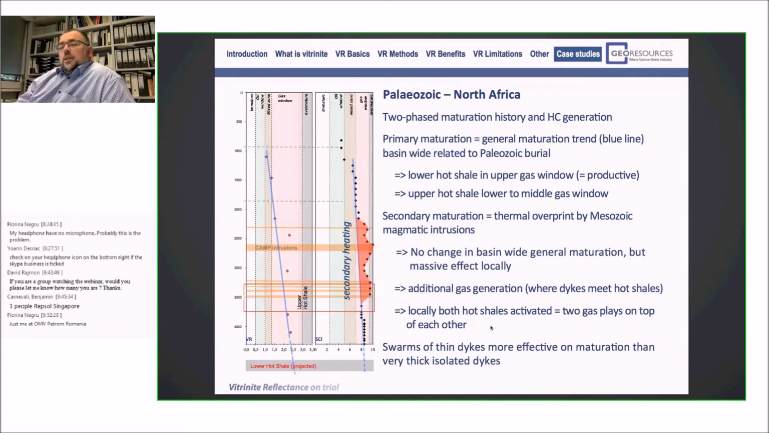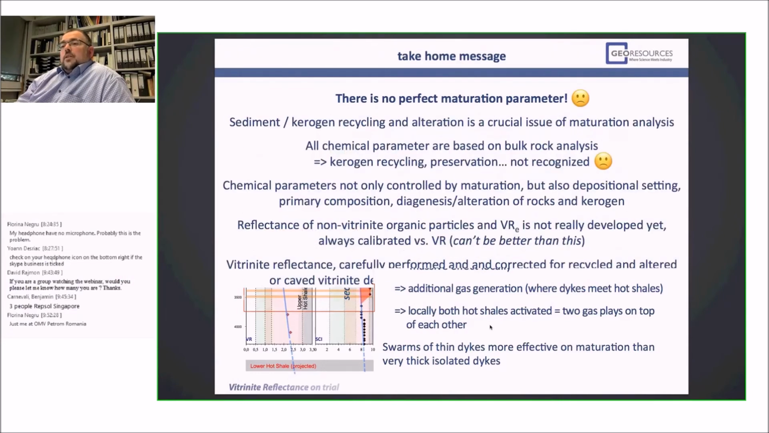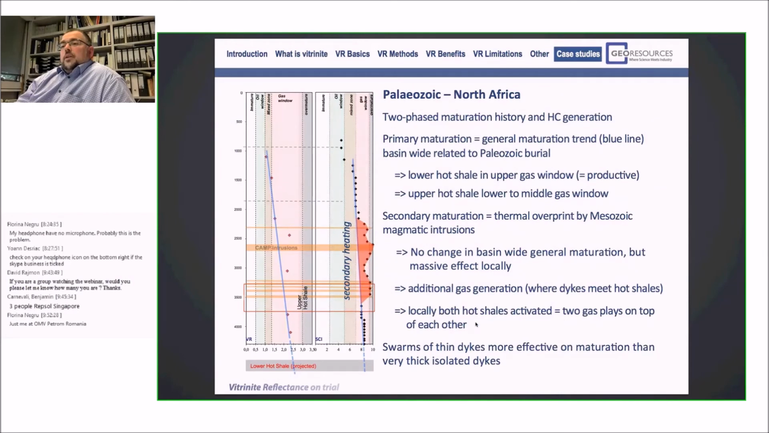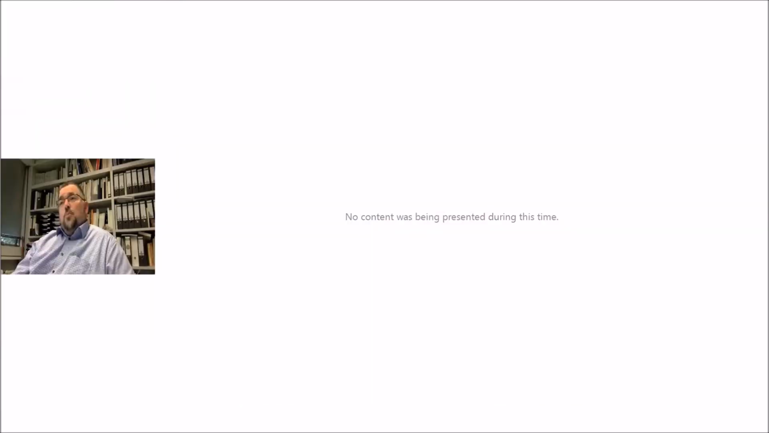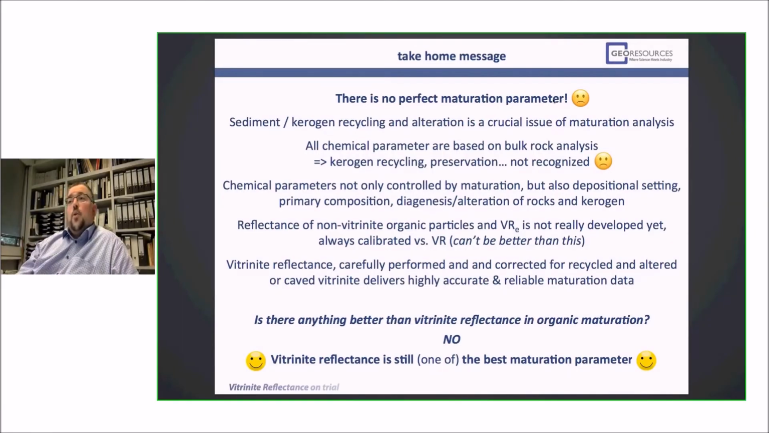So again, with careful, detailed organic matter analysis and vitrinite reflectance analysis, this complex story could be deciphered in great detail. So coming to the end, what you should take home with you: there is no perfect maturation parameter. I'm very sorry for this, but all parameters that we use for maturation have benefits, but also have limitations. Sediment and kerogen recycling and alteration is a crucial issue of maturation analysis. And that is something that I feel is very often underestimated in maturation studies.